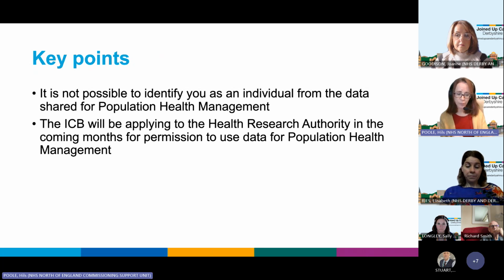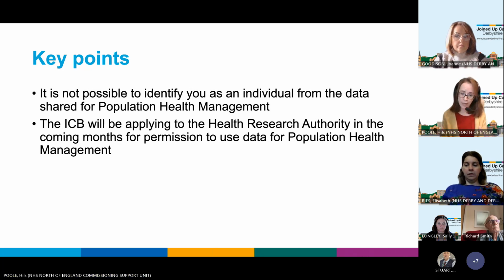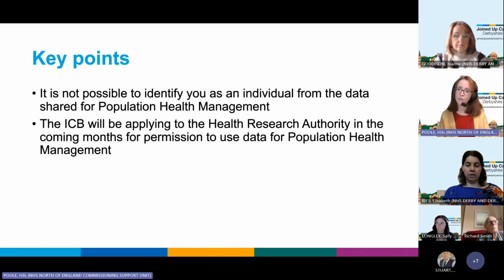So the key differences between the risk stratification stuff and the population health management is to do with the identifiable data. So population health management, we don't need to see the data that would be linked to and identify me as Hills. It would be about the information relating to me without anybody knowing it was me.